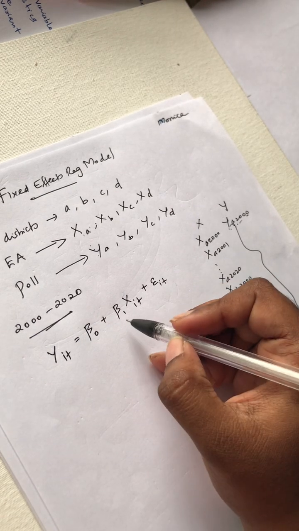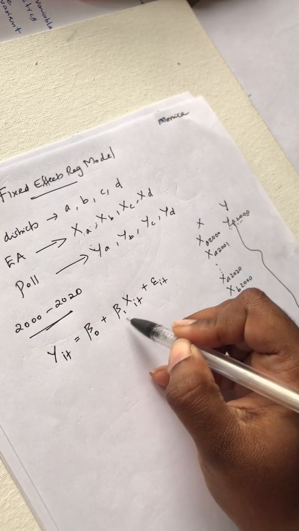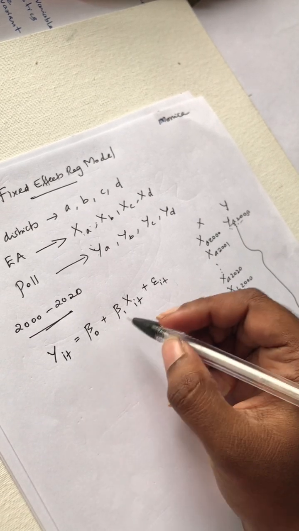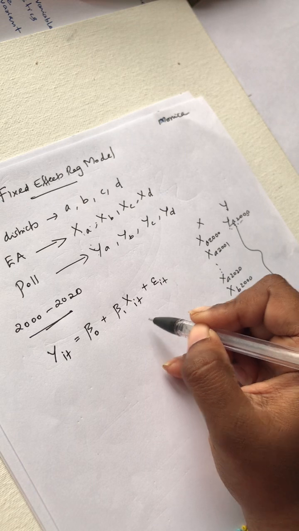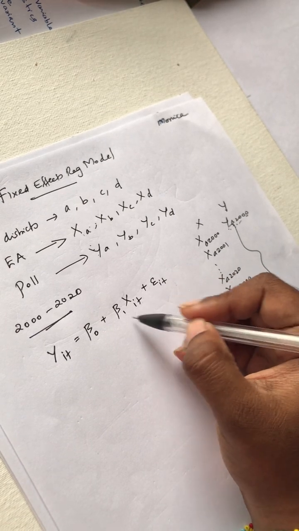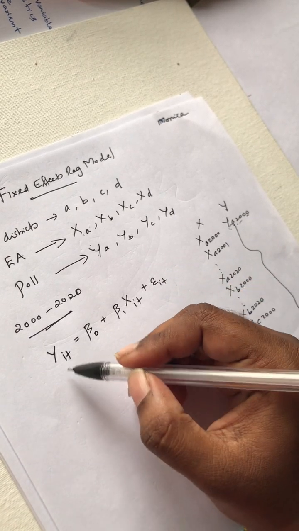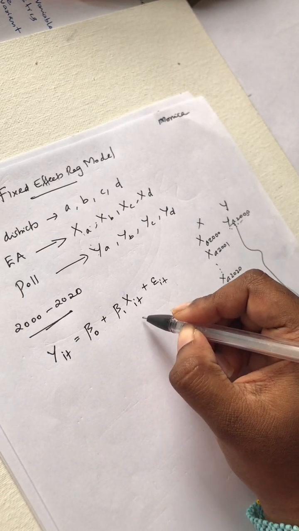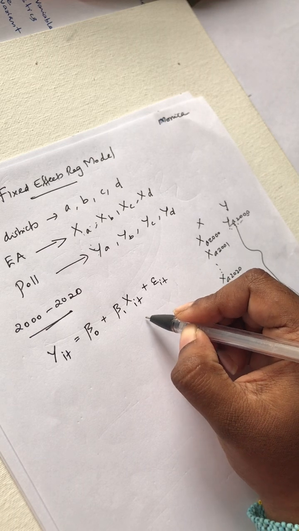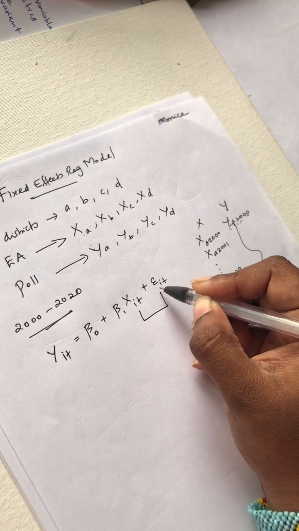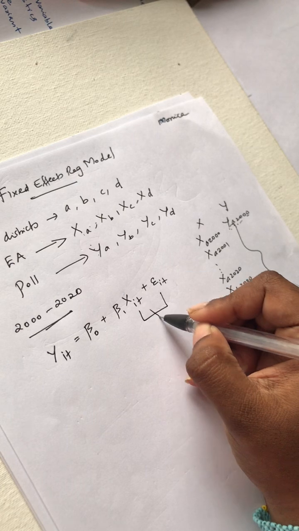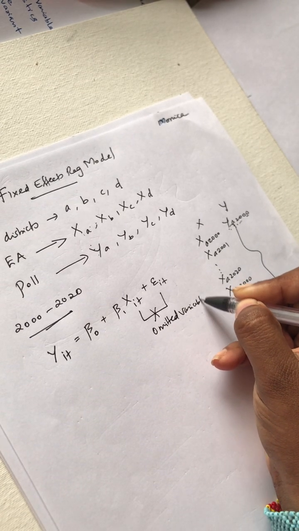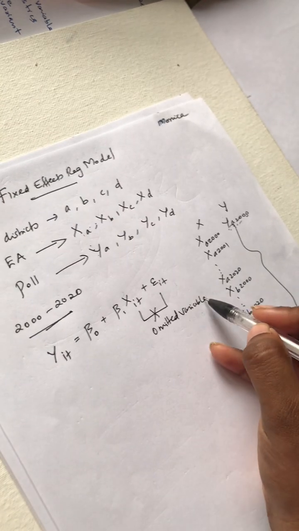Now, what happens is that we are only considering the effect of X on Y, but there could be some other factors that can actually affect Y. And this is because we assume that there is a correlation existing between the error term and the X term. And this is because of the omitted variable. So what are we actually omitting?